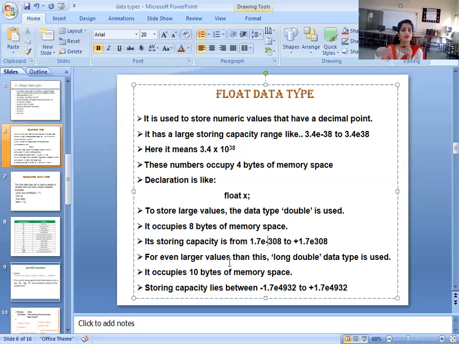Then for even larger values, if we need to store values greater than this particular range of double, then we could use long double, right? And it will take 10 bytes of memory space, and its range will be from 1.7 e minus 4932 to 1.7 e 4932 on the plus side, right? So this could be the float data type.